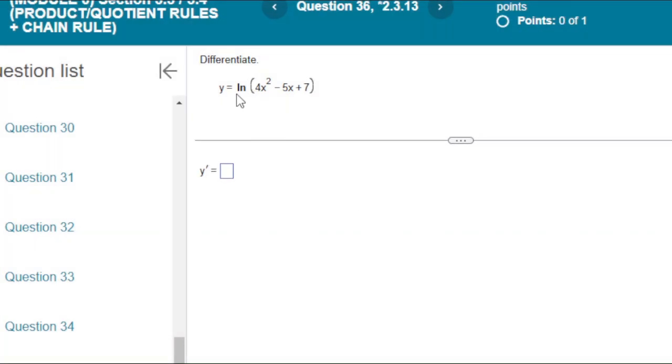Same thing here. The derivative of natural log of something is 1 over the something. So 1 over 4x squared minus 5x plus 7, and then times the derivative of the something, which would be 8x minus 5. And again, you could put that 8x minus 5 on the top of this fraction, as 8x minus 5 over this.